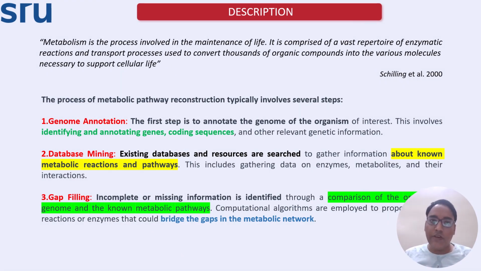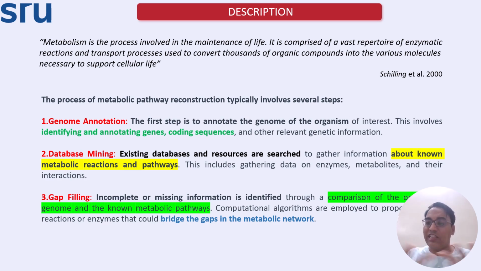Now remember that we are extending our ongoing discussion of protein-protein interaction networks to metabolic networks, so that I can drive the complete part on a new track, something you can enjoy for the metabolic engineering aspect. Metabolism is the process involved in the maintenance of life. It is comprised of a vast repertoire of enzymatic reactions and transport processes used to convert thousands of organic compounds into various molecules necessary to support cellular life. This is taken from Schilling et al. 2000. This is the complete reference.